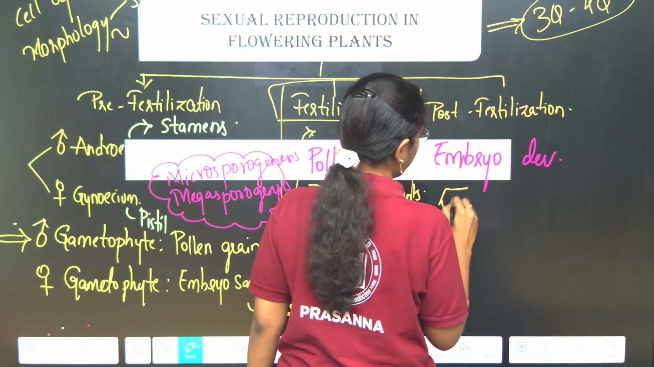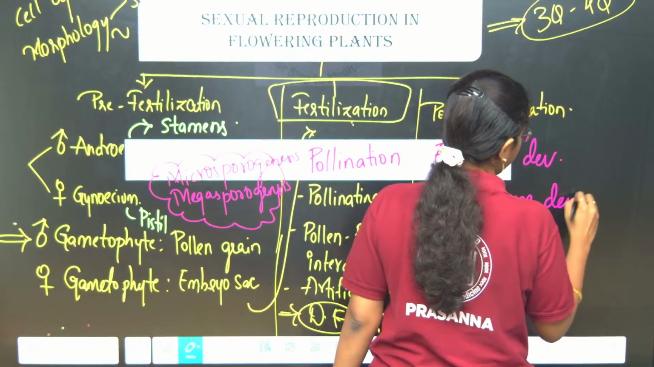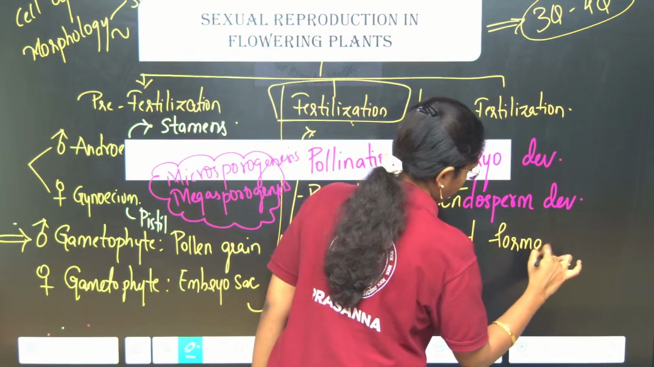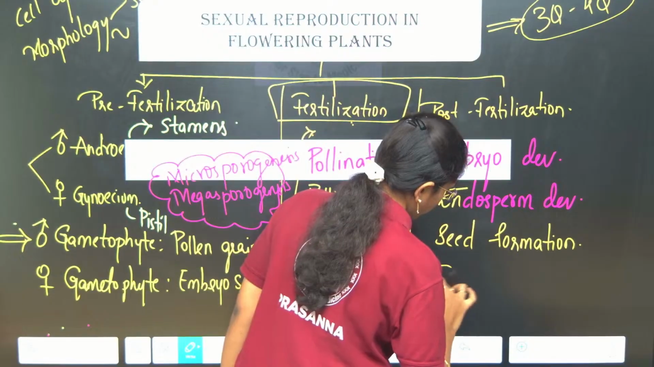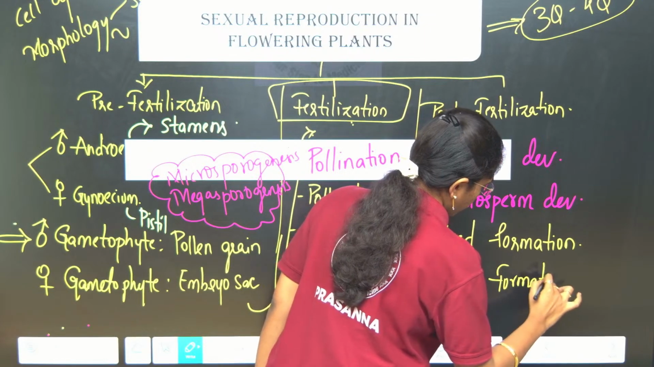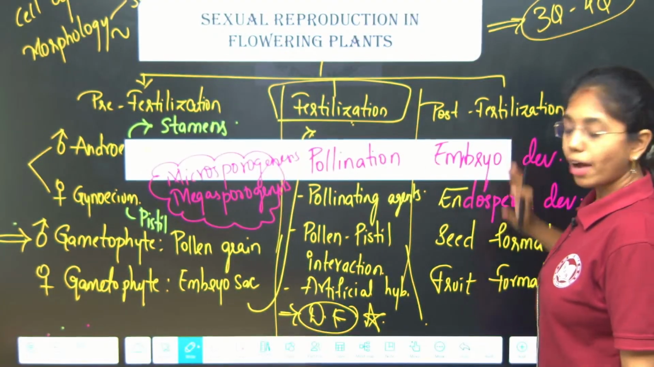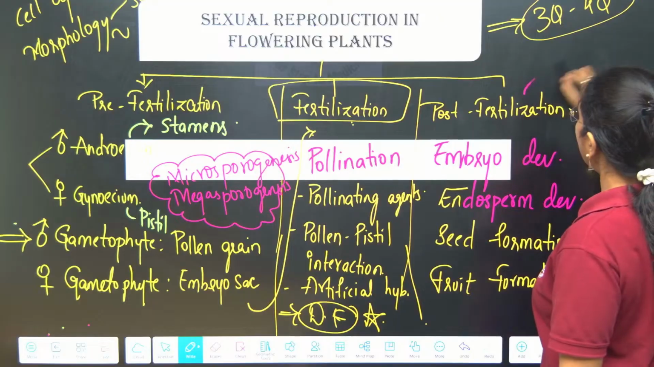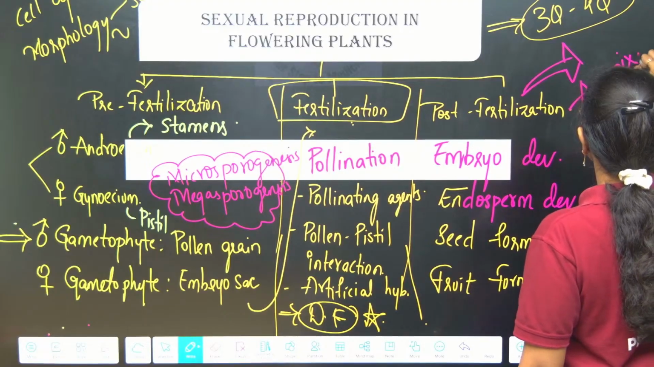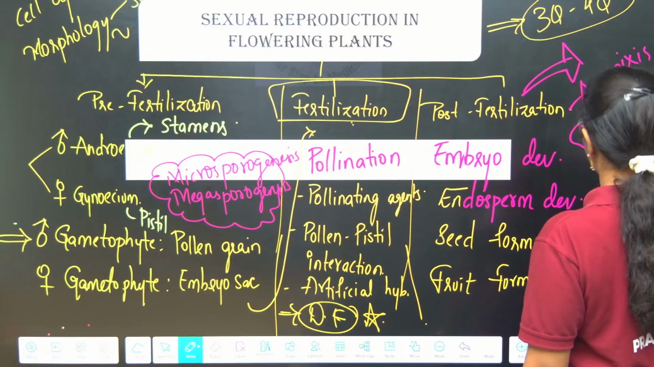Embryo development, endosperm development, seed formation and fruit formation. Clear, right, ma? With this, the complete chapter will be done. After these post-fertilization events, you will learn the last two segments, which include apomixis and polyembryony. This is the sequence that you have to go through.